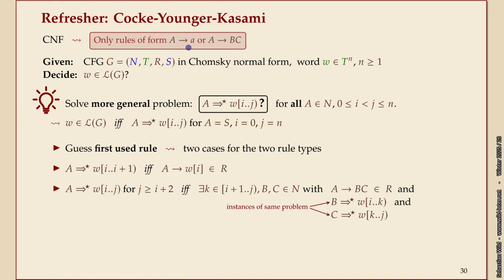If my first rule is supposed to look like this, I'd better already be in the case that I have a single terminal to produce. And so I get this single ith terminal from A if and only if such a rule exists in my grammar. That's it. And for the other types of rules, I can generate from A this substring if and only if there's some way to go from A to BC, and then from B to the left part, and from C to the right part.